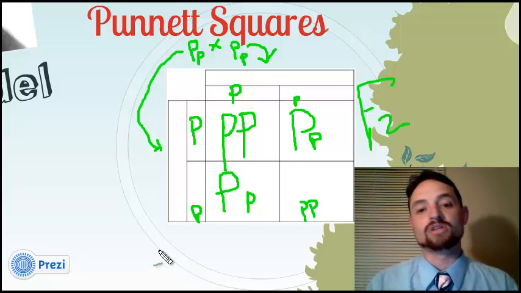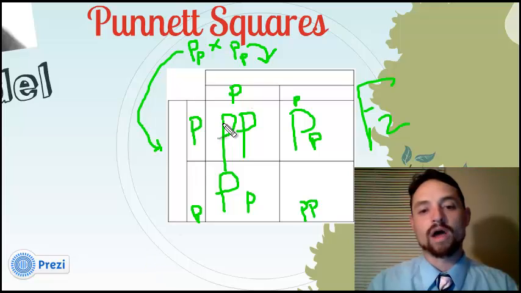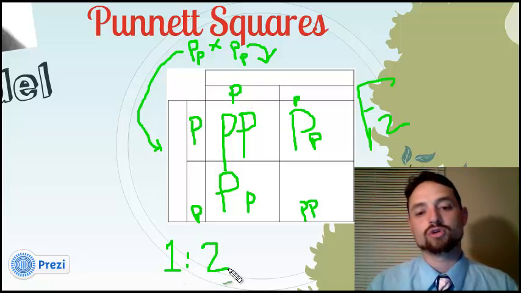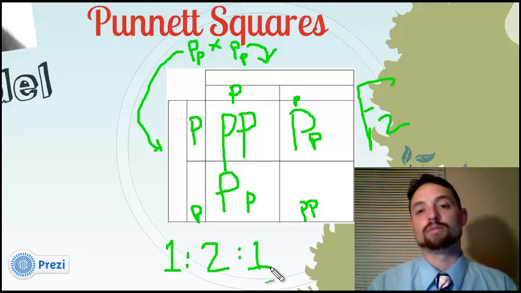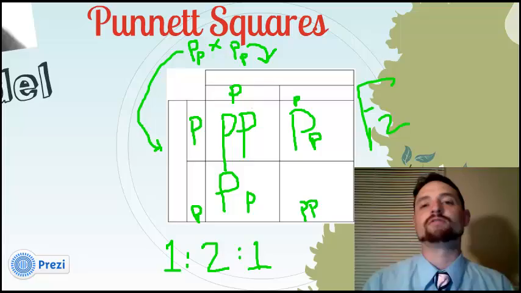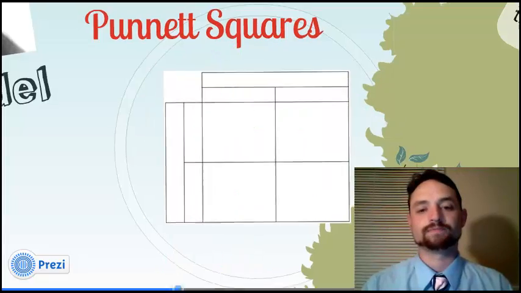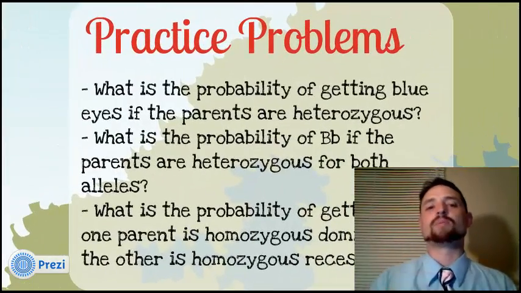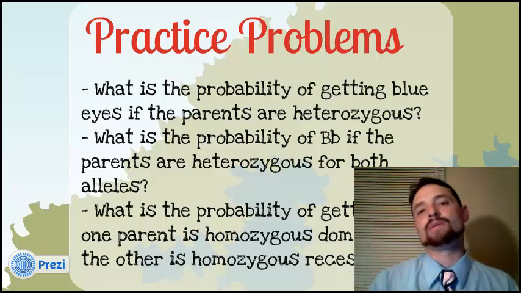If you look at a genotypic ratio, you end up with 1 big P big P to a 2 big P little p to a 1 little p little p. So it all depends on which ratio you're looking at. I know in class we've primarily focused on the phenotypic ratio. The next will be some practice problems, and I want you to take a little bit of time to do these practice problems as we go through them.